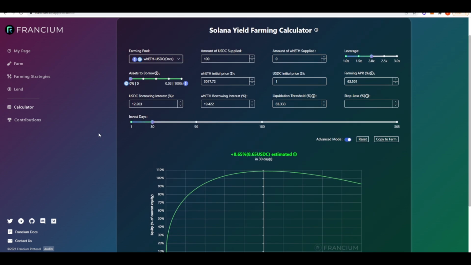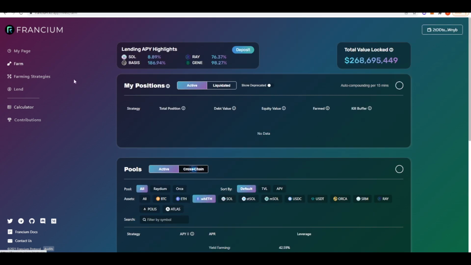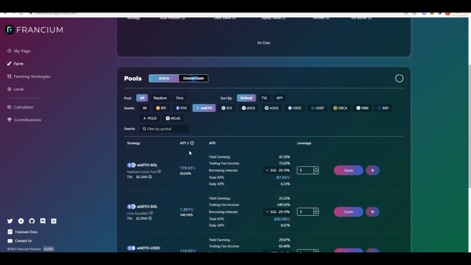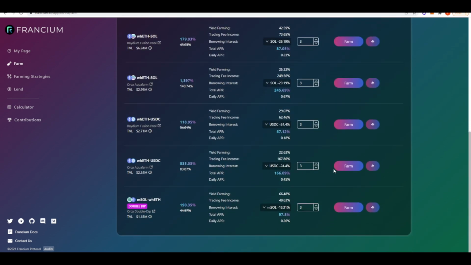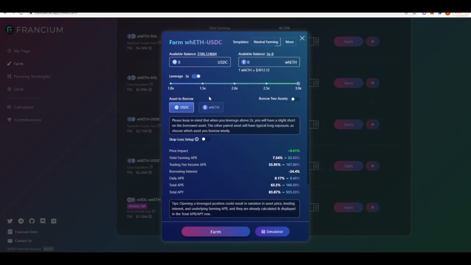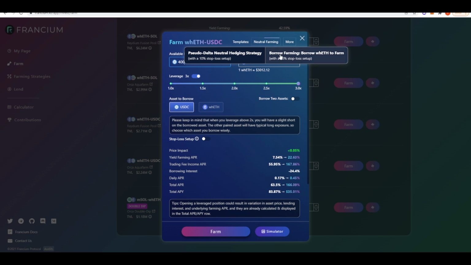If you're going to do this strategy, I'll show you how to do it again. We go to wormhole ETH and we can choose this farm here. Let's say you have $400 and we want to do this. Of course, you can just use the borrow farming template that they have here on Francium, but let's just do this manually.